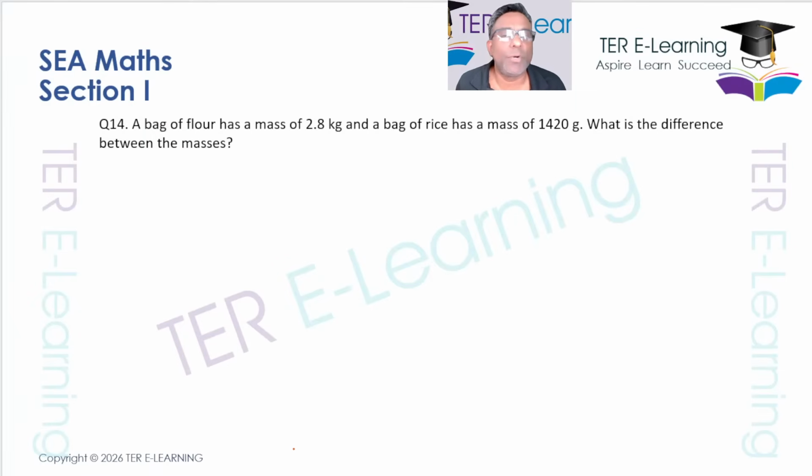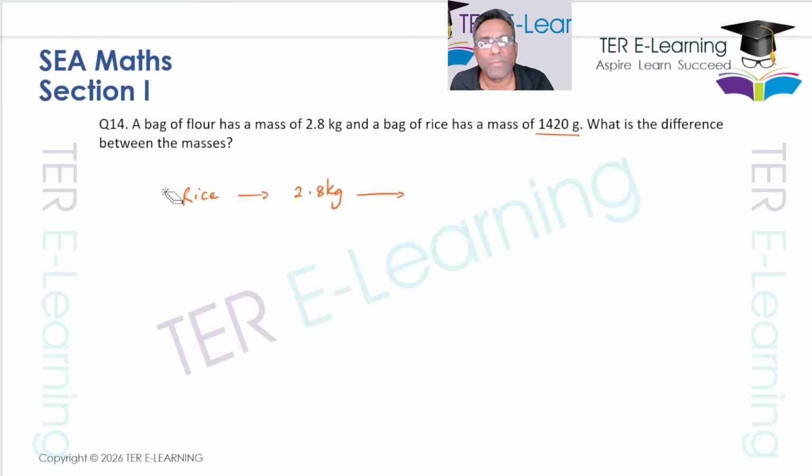All right. Okay, so what's the difference in the masses here? So here's what's happening. We have a bag of rice. Sorry, hold on, there's the flour, right? So the flour is 2.8 kilograms, and the rice is 1,420 grams.